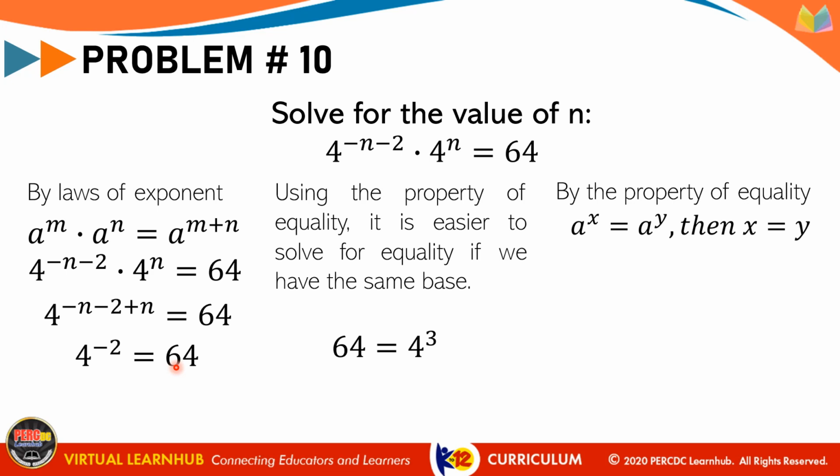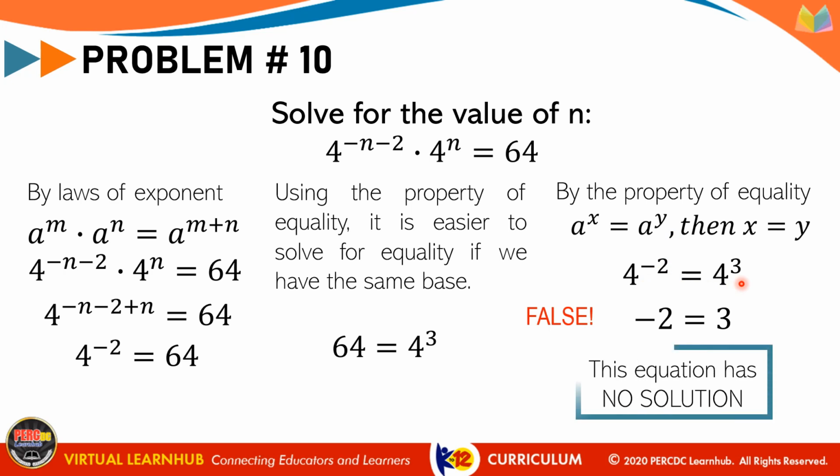So, by the property of equality, if we have a raised to x equals a raised to y, then we can say that x is equal to y. Then, let's express this in this form. 4 raised to negative 2 is equal to 4 raised to 3. Then we can say that negative 2 equals 3. Obviously, that statement is false. Therefore, this equation has no solution.